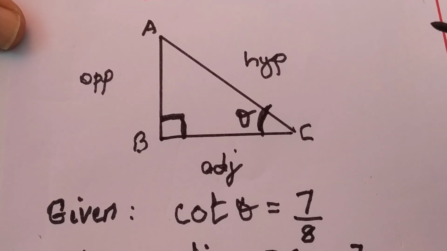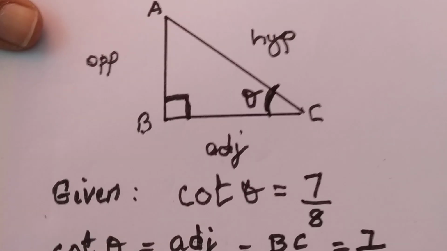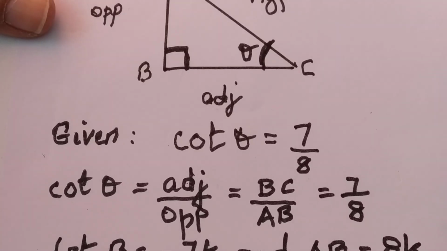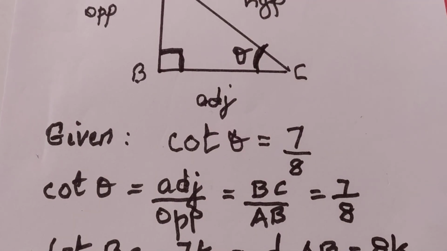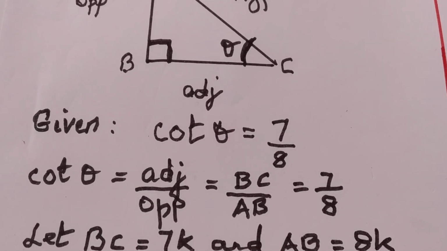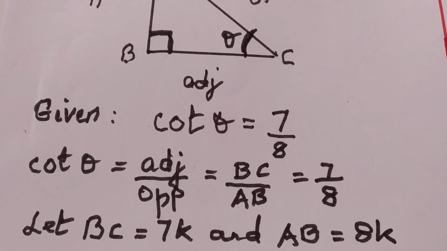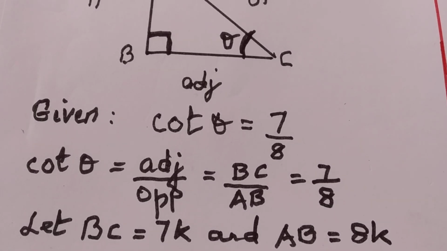I'm also given, the question says, cot theta is equal to 7 by 8. Now we just need to break down that cot theta in terms of trigonometric ratio. So what is cot theta? We learned cot theta is adjacent by opposite, and in this figure the adjacent is BC, opposite is AB, and it is also given it is in the ratio of 7 by 8, 7:8, right? So we've noted that down.